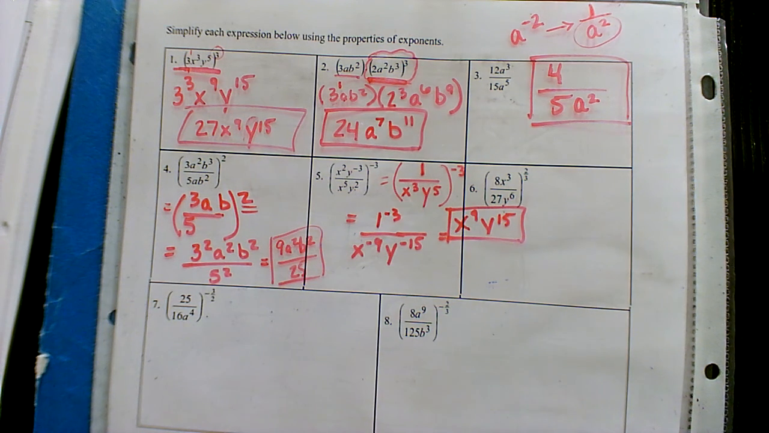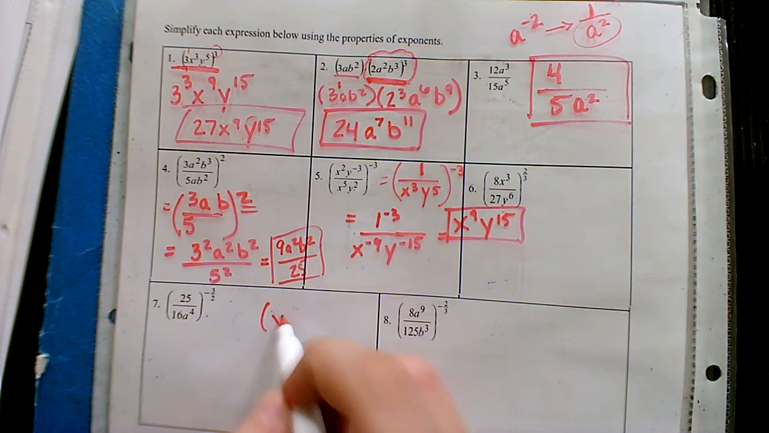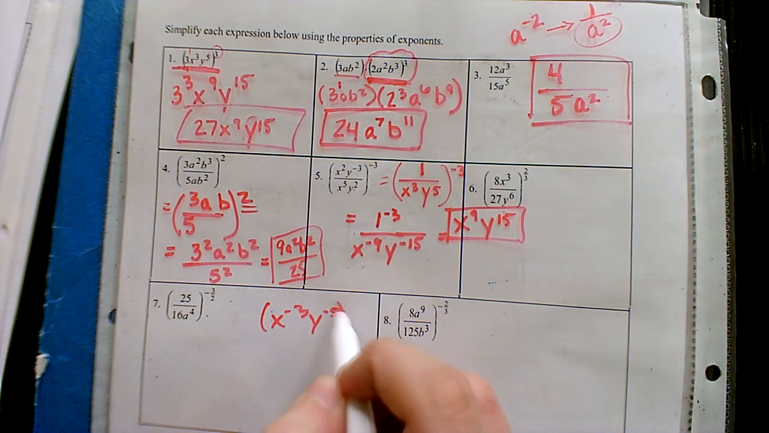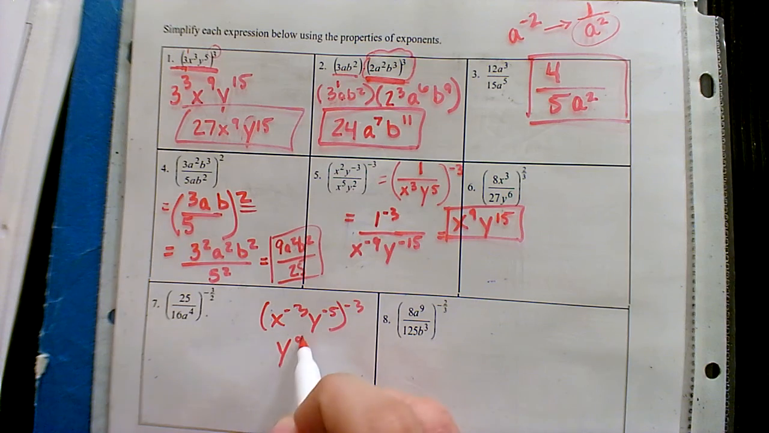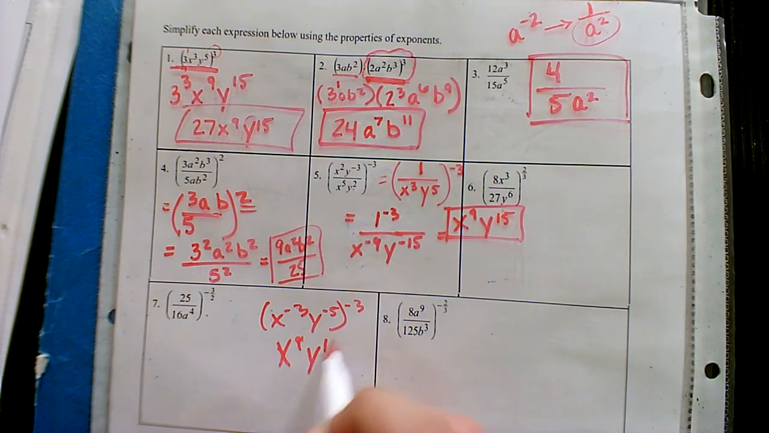Yeah. I did it a slightly different way. I don't know if it's correct. How'd you do it? So I did the inside first, and I got x to the -3rd and y to the -5th, and then I multiplied both of those by -3. I got 9 this time. That would work as well.